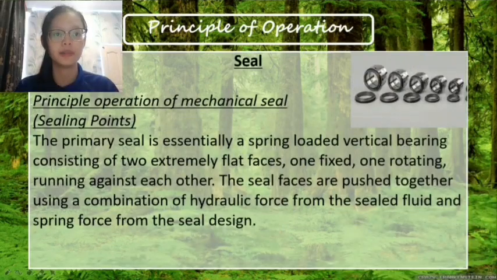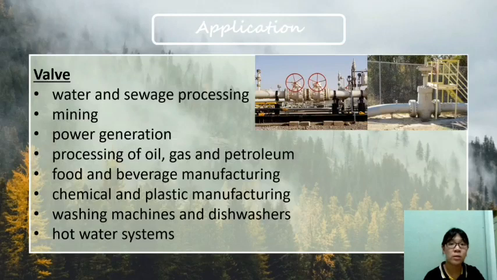Principal operation of seal. There are two types of seal. One of them is mechanical seal. So for the principal operation of mechanical seal through sealing points, the primary seal is essentially a spring-loaded vertical bearing consisting of two extremely flat faces, one fixed, one rotating, running against each other. The seal faces are pushed together using a combination of hydraulic force from the seal fluid and spring force from the seal design. Next, I would like to explain about the application.